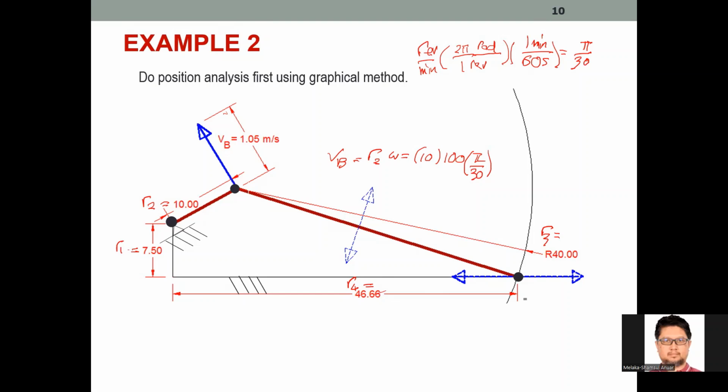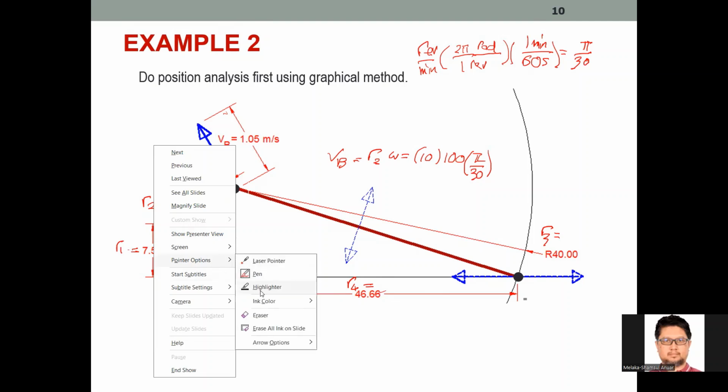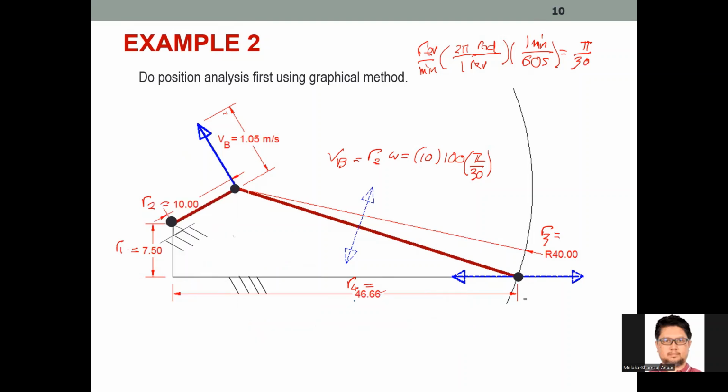Actually, this is something that we want to solve for. Another one that we want to solve for is this angle. What is this angle? This should be theta 3. I think I did not measure here, but that is something that we should be able to do.